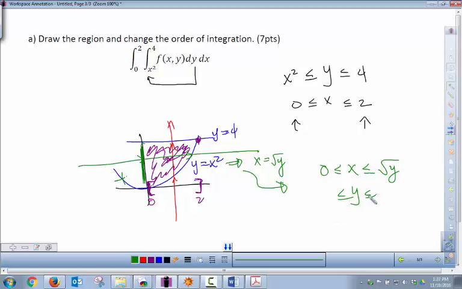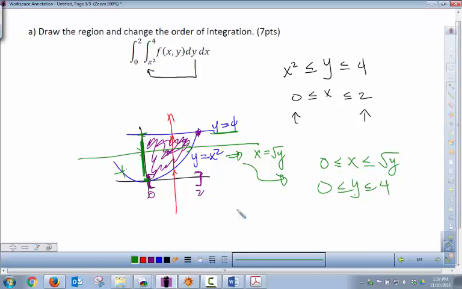Now the outer limits are constant, so I just need to look for constants in y, and that would go from 0 to 4. So now when you rewrite it, make sure you write it as dx dy instead of dy dx as it was originally written. And x goes from 0 to root y, and y goes from 0 to 4. Okay?